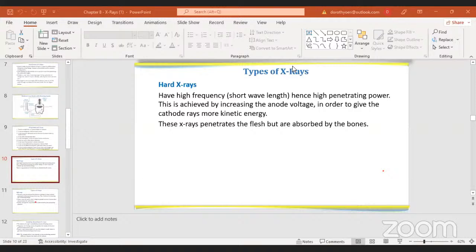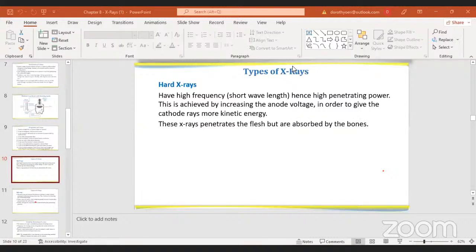Now, hard X-rays have high frequency or short wavelength. Hence, they have high penetrating power. Now, how are they produced, or how do we produce hard X-rays?